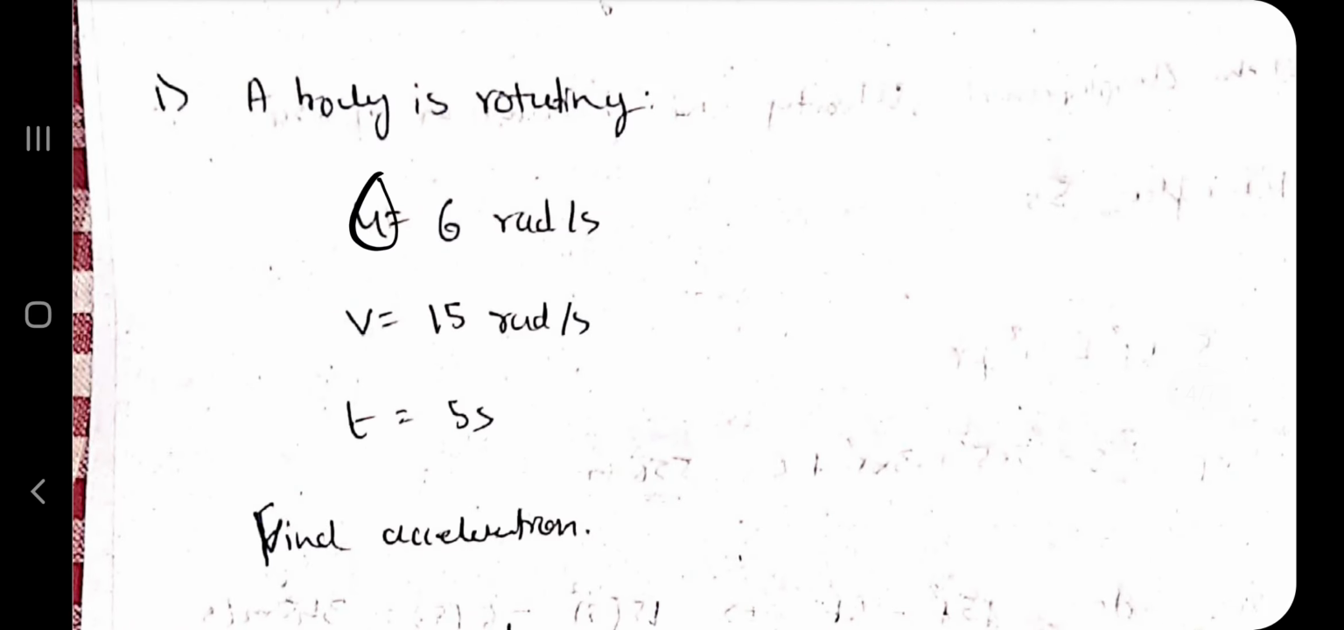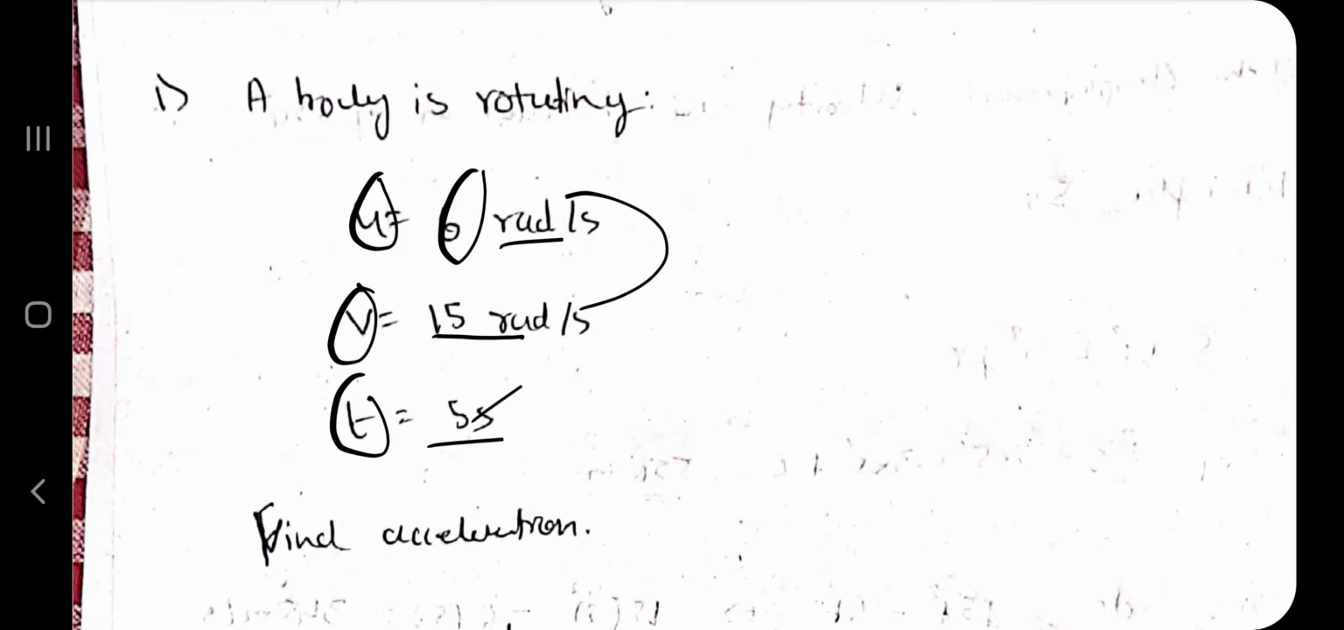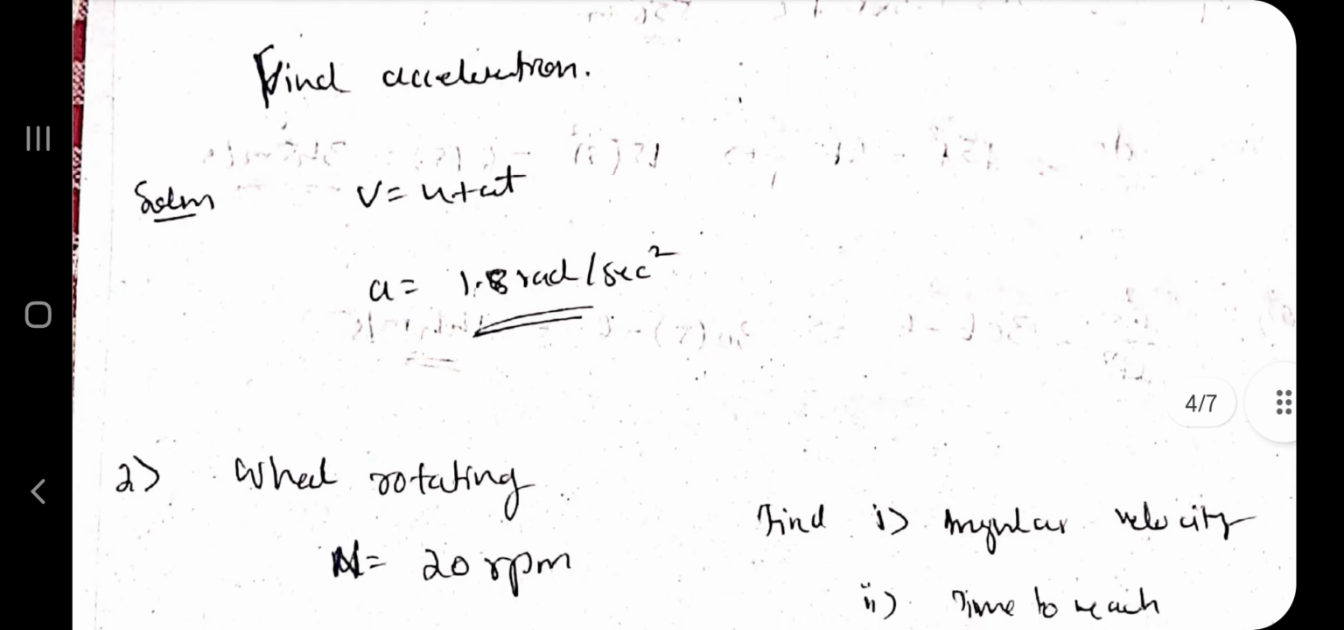So for example, if a body is rotating with an initial velocity u of 6 radians per second, a final velocity of 15 radians per second, and t is given as 5, you tell me what the acceleration is. Very simple: (v minus u) by t, that's it. Do that and you'll get the answer for a.